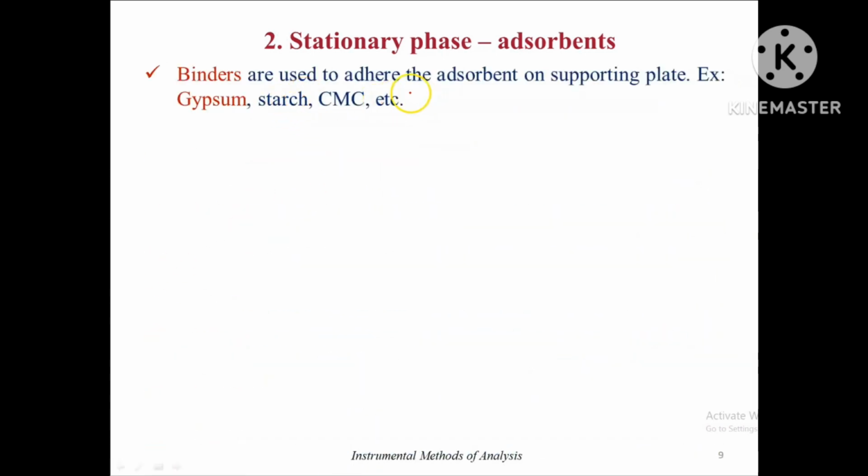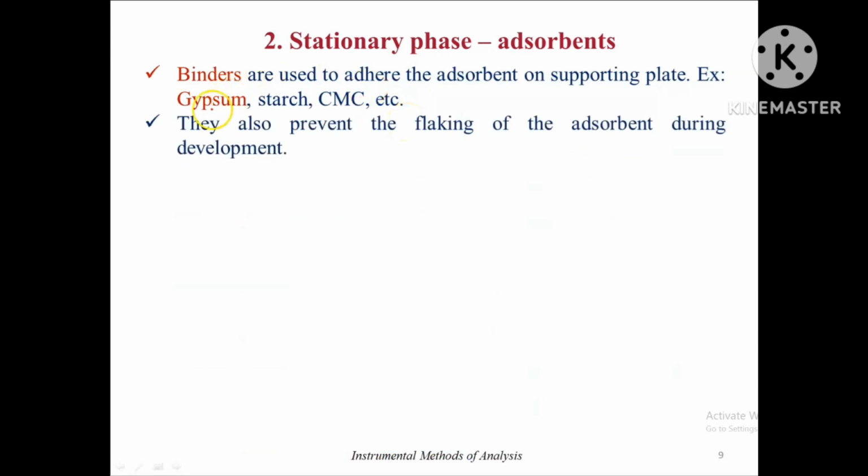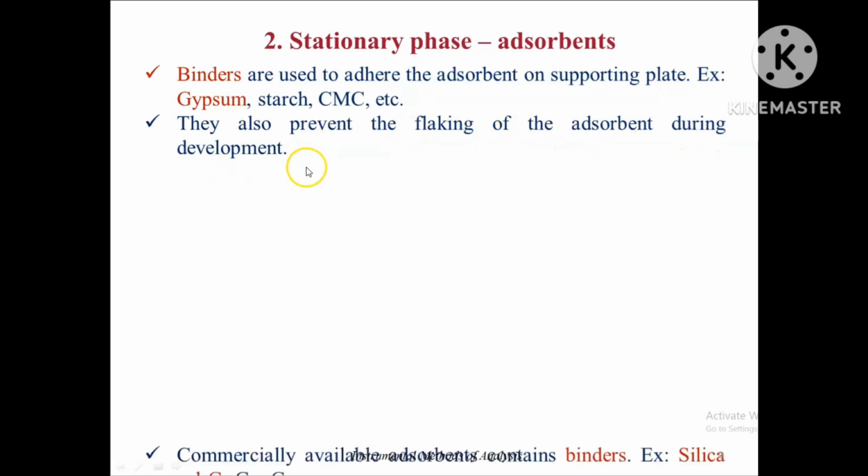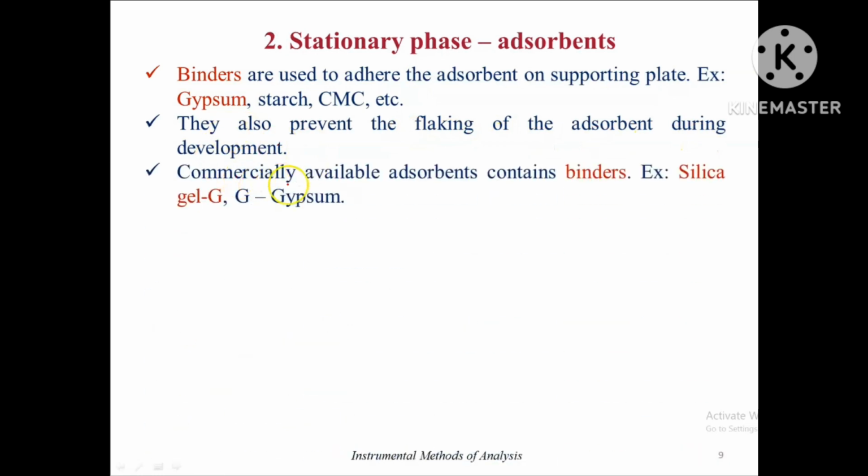Binders are also used along with the adsorbent in order to adhere the adsorbent onto the supporting plate. Binders such as gypsum, starch and carboxymethylcellulose have wider applications. These binders also prevent the flaking of the adsorbent during development. Commercially available adsorbents contain binders in them. For example, silica gel G is commercially available. Here G denotes gypsum.